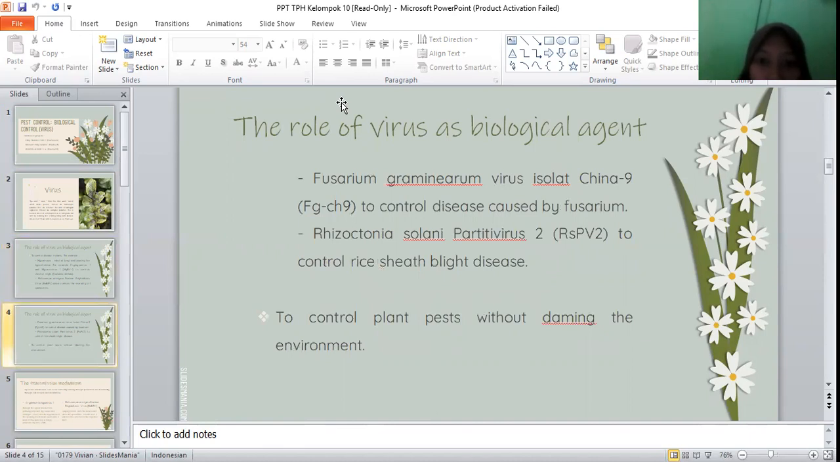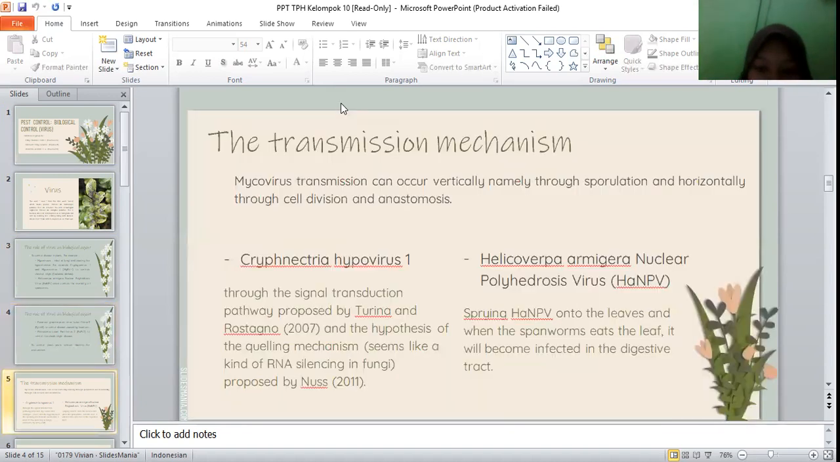Fusarium graminearum virus isolate China 9 to control disease caused by Fusarium. And Rhizoctonia solani partitivirus 2 to control rice seed-like disease. And number 2, to control plant pests without damaging the environment. Next.